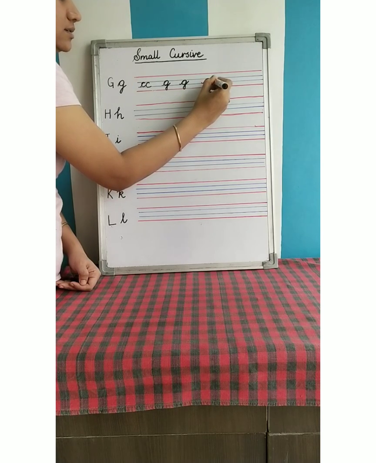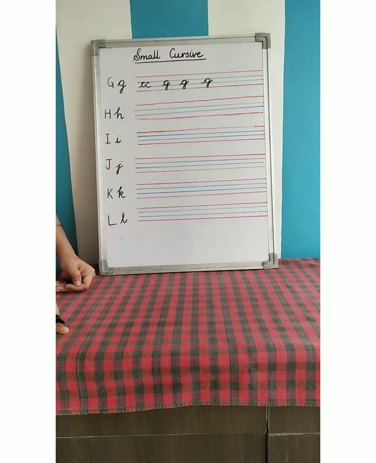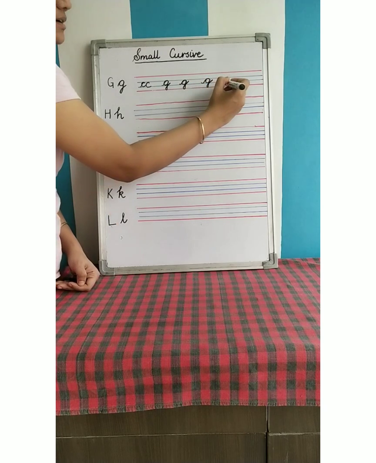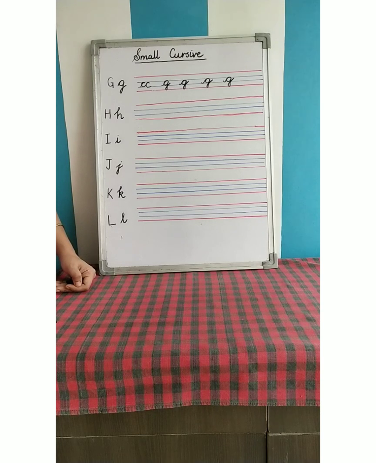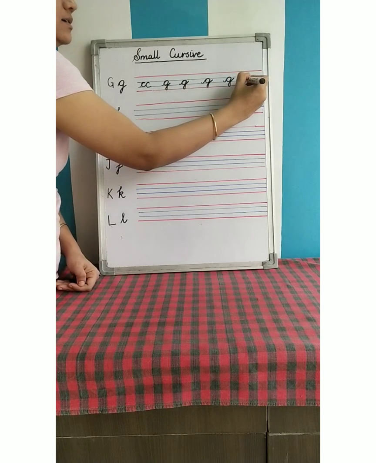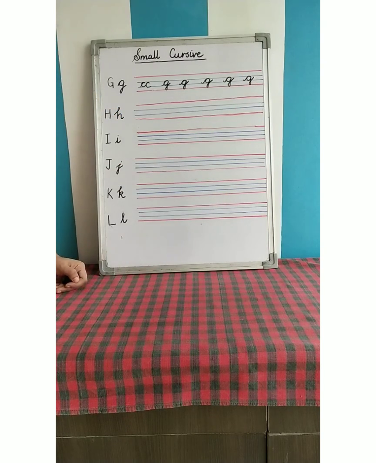Now again, pattern, curved line in the bottom and a tail. Again, pattern, curved line at the bottom and a tail. The tail should lie between the two blue lines. Now again, like this.